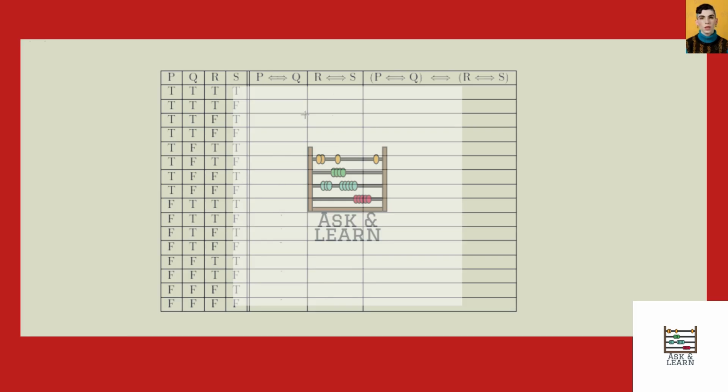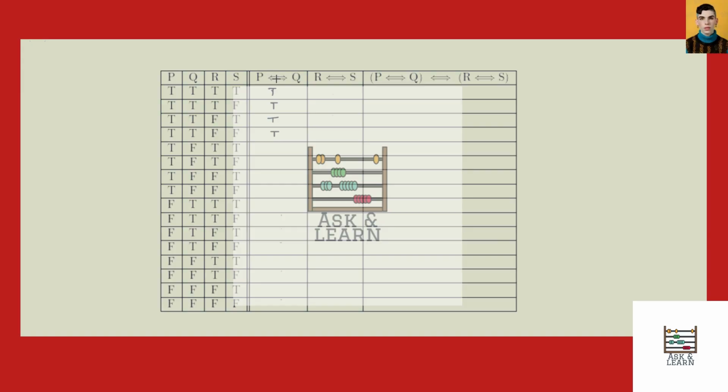Okay, so we want to construct a truth table for P if and only if Q, if and only if Q, if and only if S. So we just construct this as this, and I'll just walk us through this. So P if and only if Q, so true if and only if true, so that's true. True if and only if true, so true, true, true.